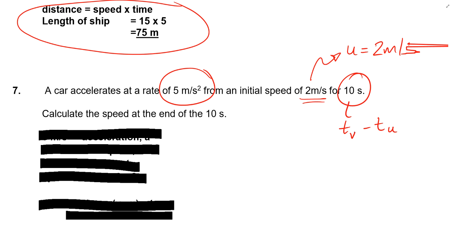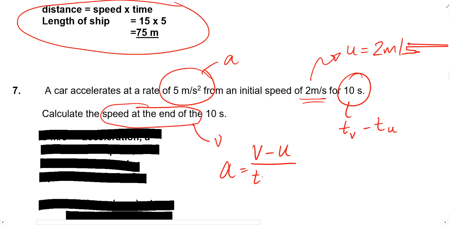Calculate the speed at the end of the 10 seconds. Now the speed at the end must be, which one? VU, TV or TU? V. This is V, final speed. And then this must be our A. So which formula are we obviously using? Yeah, this one, uniform acceleration. So A equals V minus U over TV minus TU.